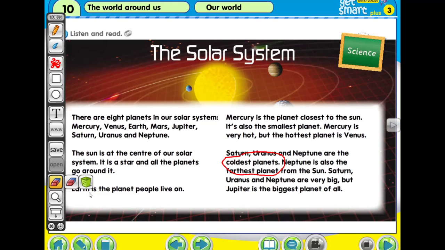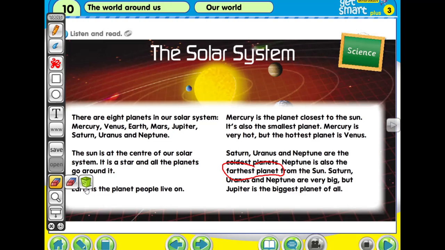Alright, we proceed. It says here, Neptune is also the farthest planet from the Sun. So we can ask, which is the farthest planet from the Sun? Now we read together. Ready? Go. Which is the farthest planet from the Sun?